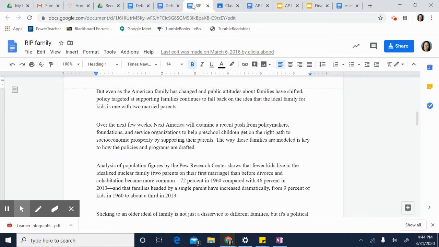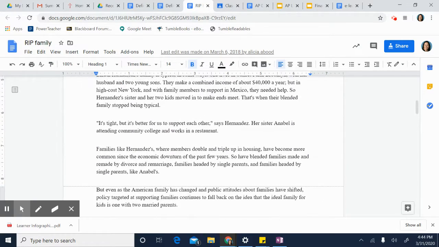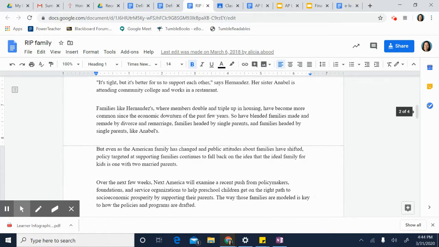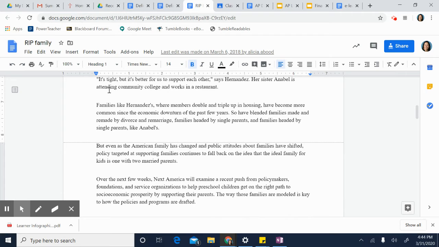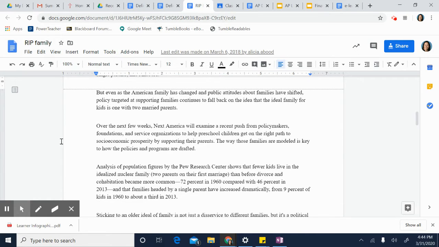So I'm going to pull up two examples for you. One is the RIP family example by Christina Gonzalez. If we look at how she integrates evidence, she starts, if you remember, with this story of the Hernandez family. She transitions here into a bigger, broader point. And then I wanted to show you down here how she starts to integrate evidence.